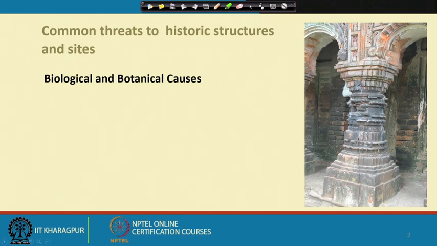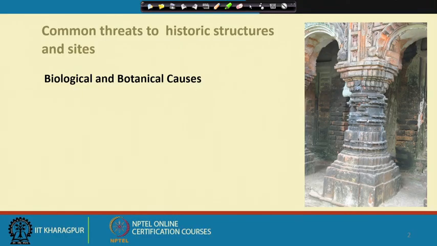If you can see this beautiful structure, a small temple near Bishnupur in West Bengal. It's a terracotta temple, and all the carvings and other things are more or less intact, but it looks very dark. There are several reasons for that, which apparently is not only cleaning, but far more other causes which are contributing to this look of this temple.